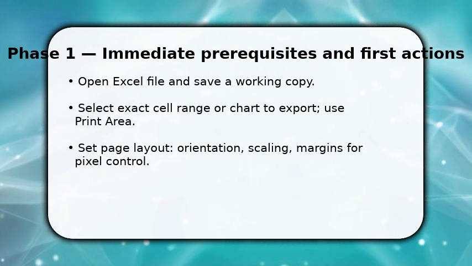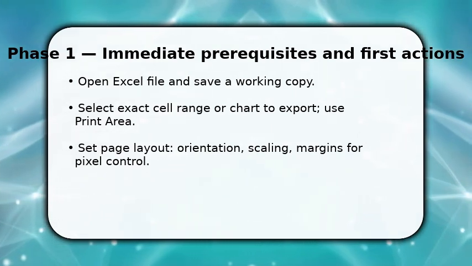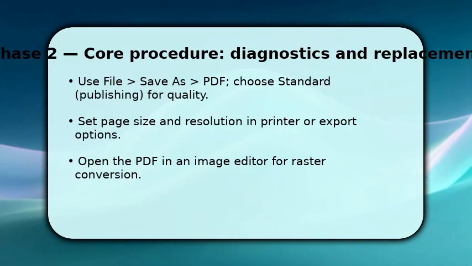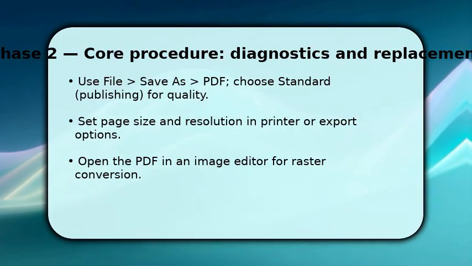You export to a high-resolution PDF. Because Excel's direct image exports are limited, PDF preserves vector clarity and layout. Choose File, Save As, pick PDF, and select Standard Publishing to get higher quality.